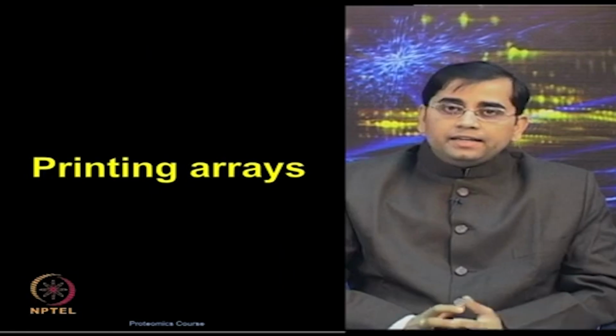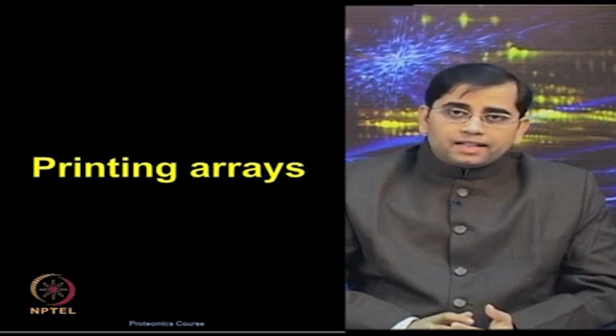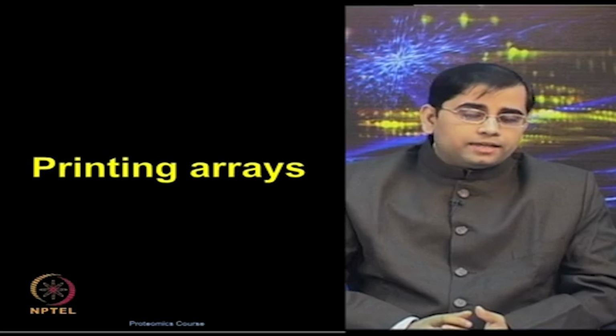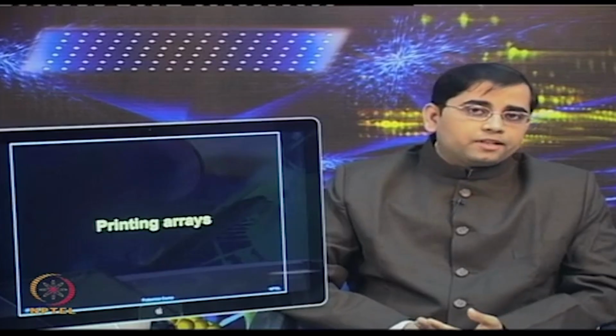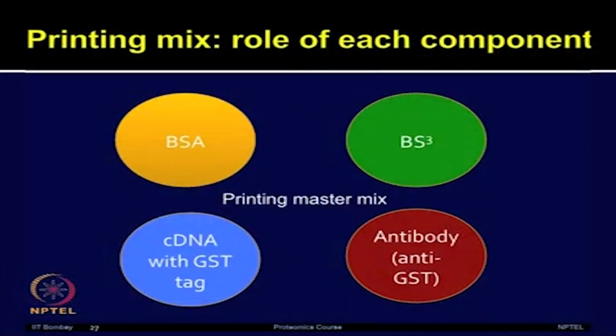So, now let us talk about printing arrays. You have DNA ready, as well as you have the glass slide functionalized, that is also ready. So, now you need to think about how to print those features on this chip surface. So, first of all, you need to make a master mix or printing mix, and in case of NAPPA, as I mentioned earlier, you have 4 features: BSA, BS3, the cDNA containing the GST tag, as well as an antibody which is anti-GST. So, let me briefly explain to you the role of each of these 4 components.